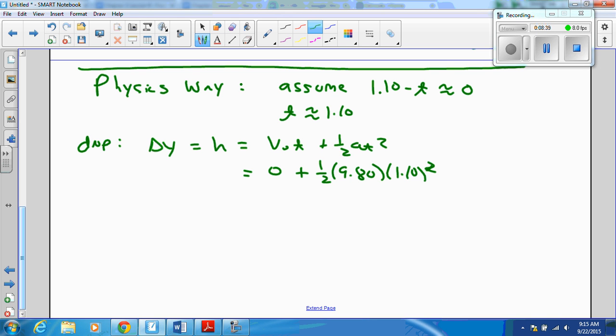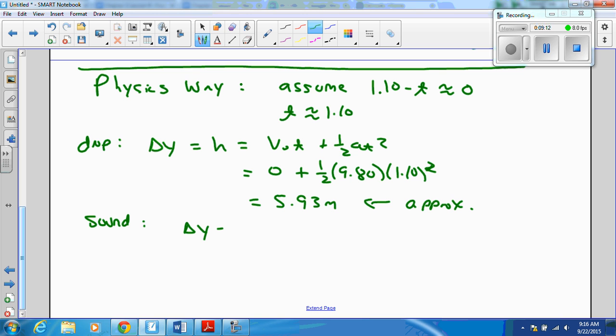And when I do that computation, what I get is 0.5 times 9.80 times 1.1 squared, which is 5.929 meters. I'm going to call it 5.93 meters. Okay? Now, this is our approximate height, assuming that the sound takes no time at all.